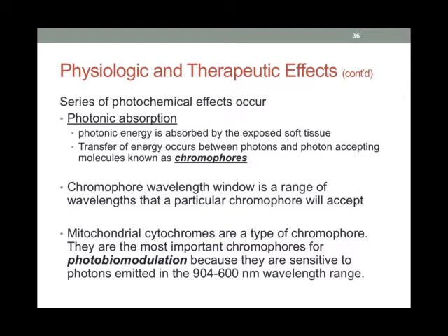The mitochondrial cytochromes, those are the ones really that we're trying to target with our laser treatments. These are the ones that are most important for photobiomodulation, and these are the ones that are sensitive to photons that are emitted in that therapeutic window between 904 and 600 nanometers. So the mitochondrial cytochromes are a type of chromophore, and those are the ones that are important for increasing the cell function that we're looking for.